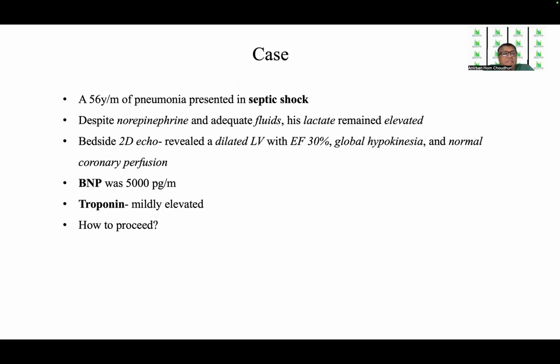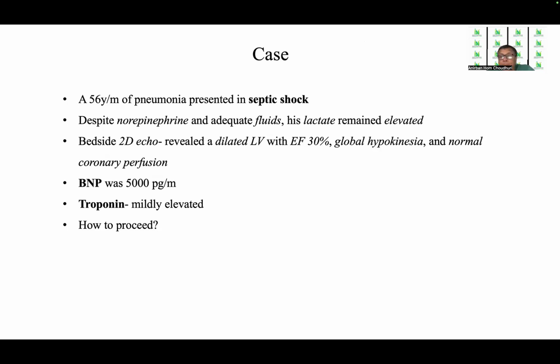Let us look into this case. A 56-year-old male with pneumonia presented in septic shock. Despite norepinephrine and adequate fluids, his lactate remains elevated. Bedside 2D echo reveals a dilated LV with an ejection fraction of 30%, along with global hypokinesia and normal coronary perfusion. The proBNP is raised to 5,000. The troponin is mildly elevated.